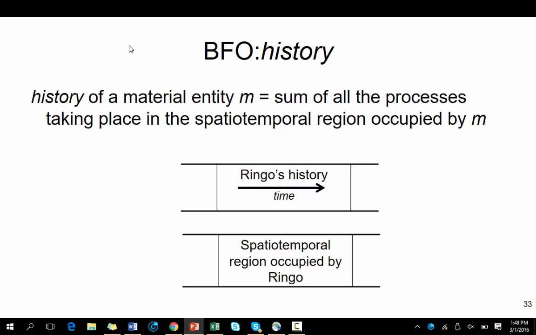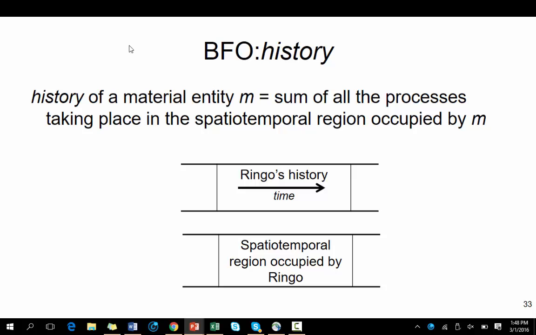And every material entity has a history. And there is a one-to-one correspondence between material entities and histories. If you have a history, then you can work out which material entity it belongs to. And if you have a material entity, you can work out what is its history.